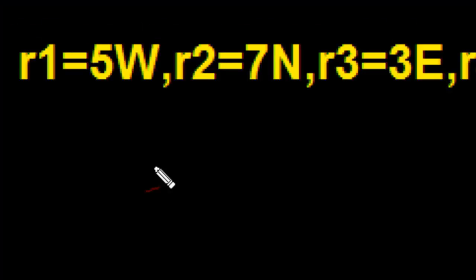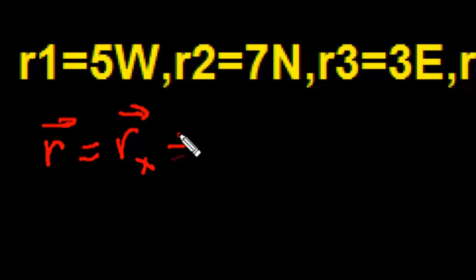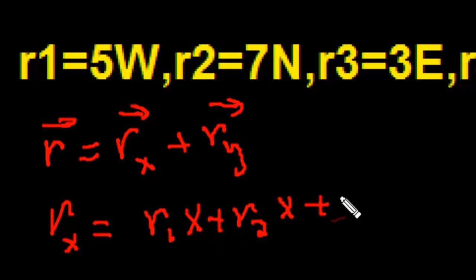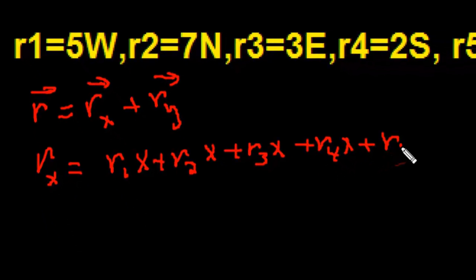The mathematical method of adding vectors implies that vector R, the resultant vector, equals the resultant x component vector plus the resultant y component vector. The x component of the resultant vector would equal the R1 x component plus the R2 x component plus the R3 x component plus R4 x and R5 x.